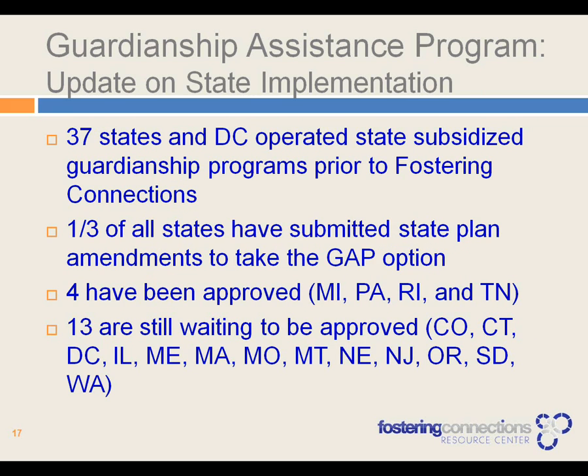And to give a quick update on state implementation before turning it over to our state guests, 37 states and D.C. operated subsidized guardianship programs prior to Fostering Connections. However, not all were designed similarly to the GAP program. Some states may want to continue operating both programs. About a year and a half after passage of the law, one third of all the states have submitted state plan amendments to take the GAP option. Four have been approved and have begun moving children to permanency under the new program. And we'll be hearing from two of those states, Michigan and Rhode Island, in just a couple of minutes.